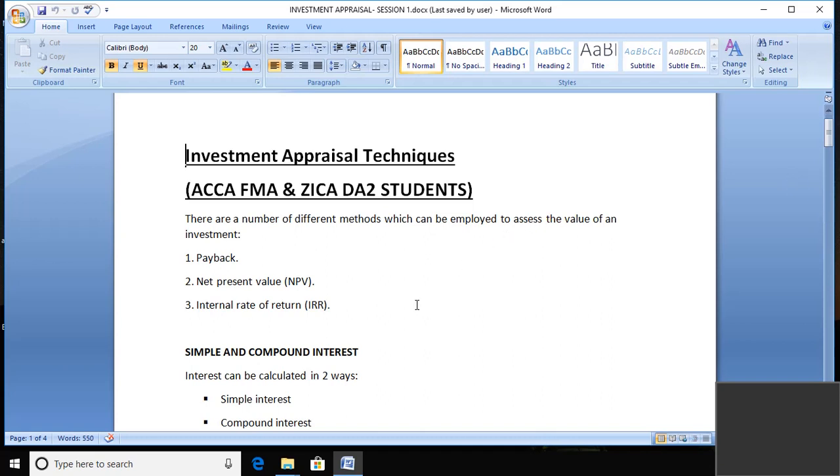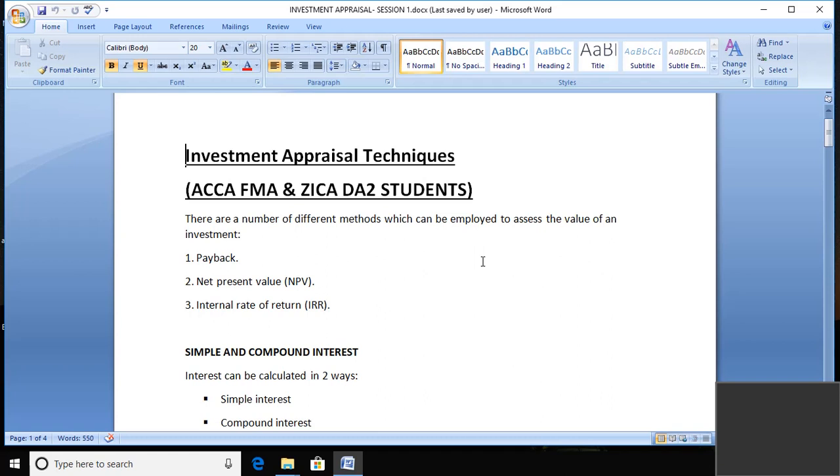There are a number of different methods which can be employed to assess the value of an investment or project. These methods include the payback period method, the net present value method, and the internal rate of return method. I intend to cover these three methods in this particular session. But before I start looking at the details, I want to give you a brief understanding of what each of these methods imply. So method number one, or technique number one, payback period.